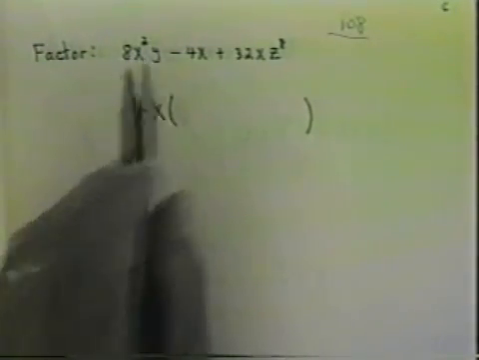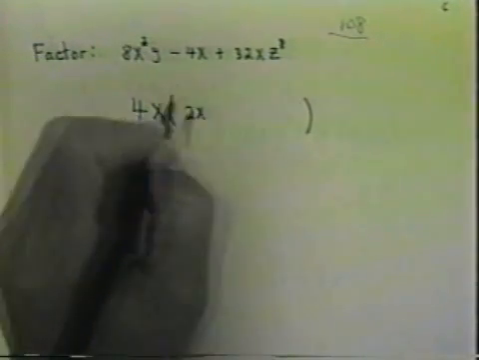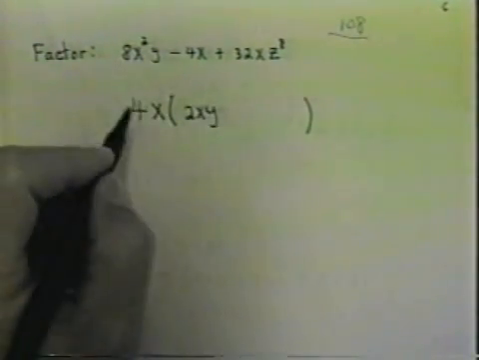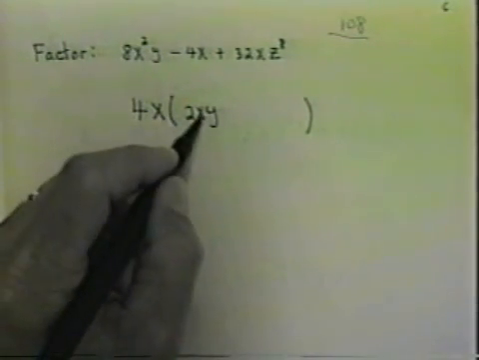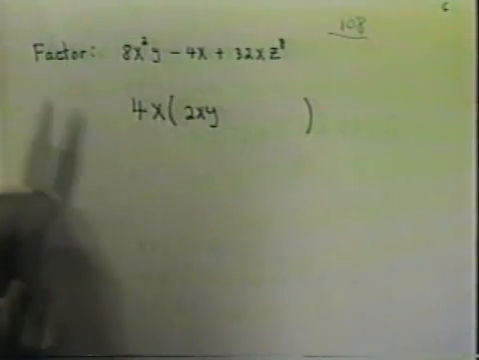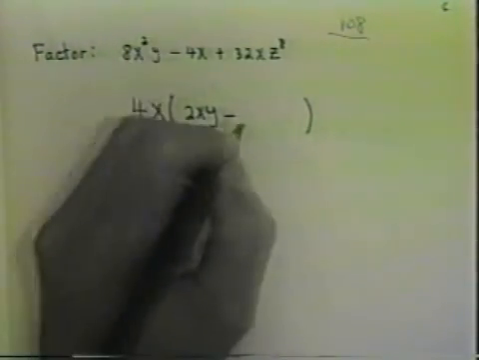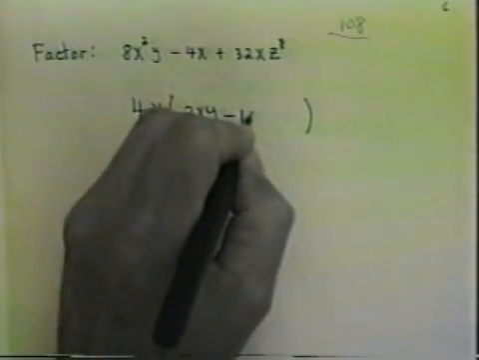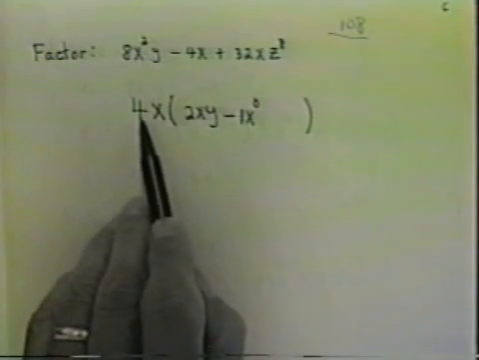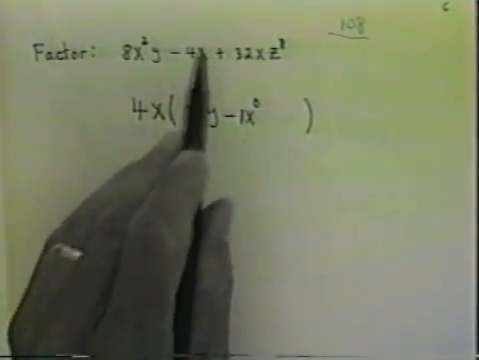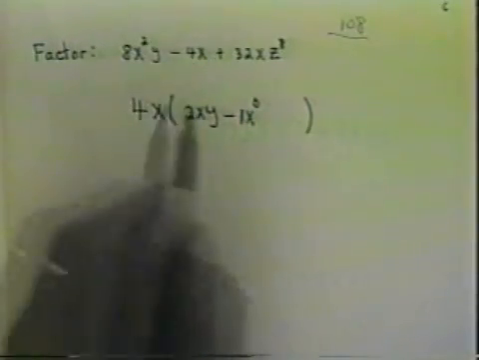4x into 8x squared y is going to be 2xy. 4 goes into 8, 2. X squared divided by x will be x to the first, subtract the exponents, and then y. Minus 4 goes into 4, 1. X to the 0. Again, 4 goes into 4, 1. To divide powers having the same base, keep the base, subtract the exponents. 1 subtract 1 is 0.